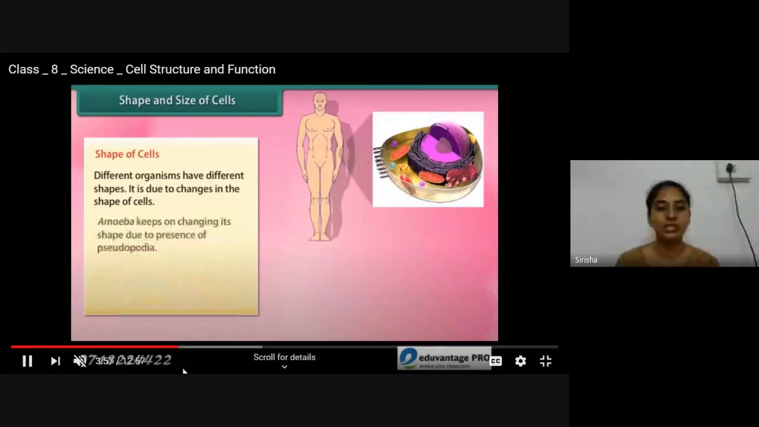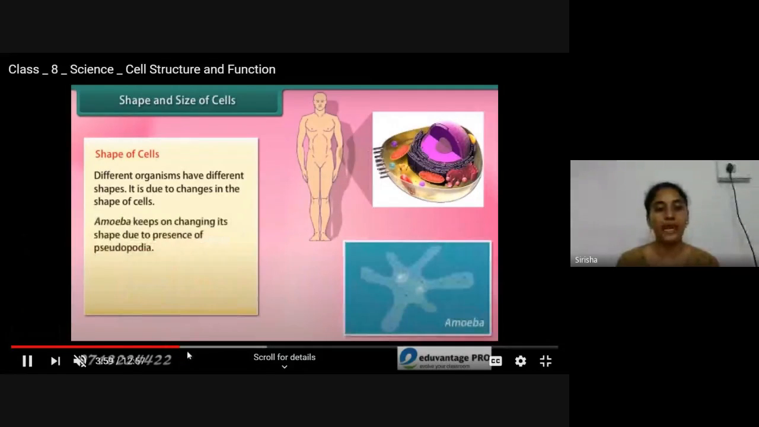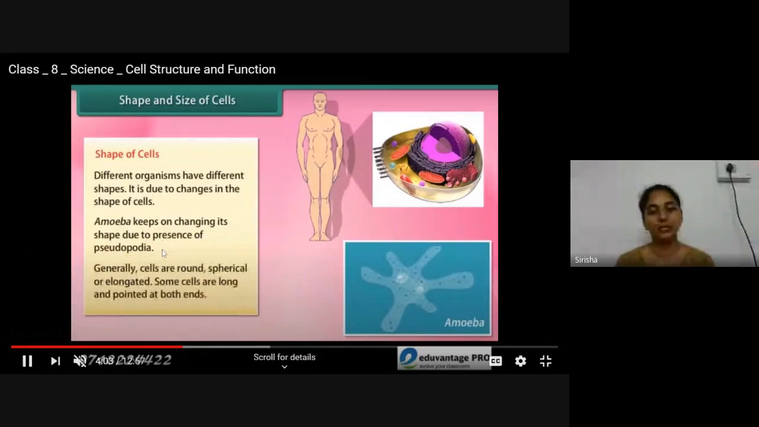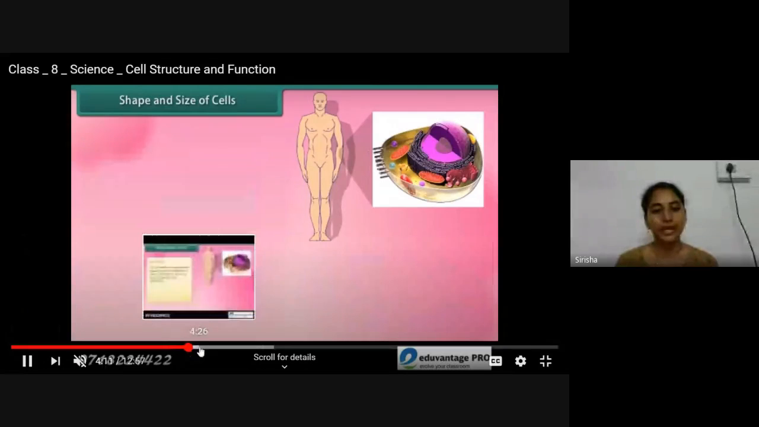Different organisms have different shapes. It is due to the change in the shape of the cells, right? Amoeba keeps on changing its shape due to the presence of pseudopodia. We have discussed here that generally cells are round, spherical, or elongated. Some cells are long and pointed at both the ends.